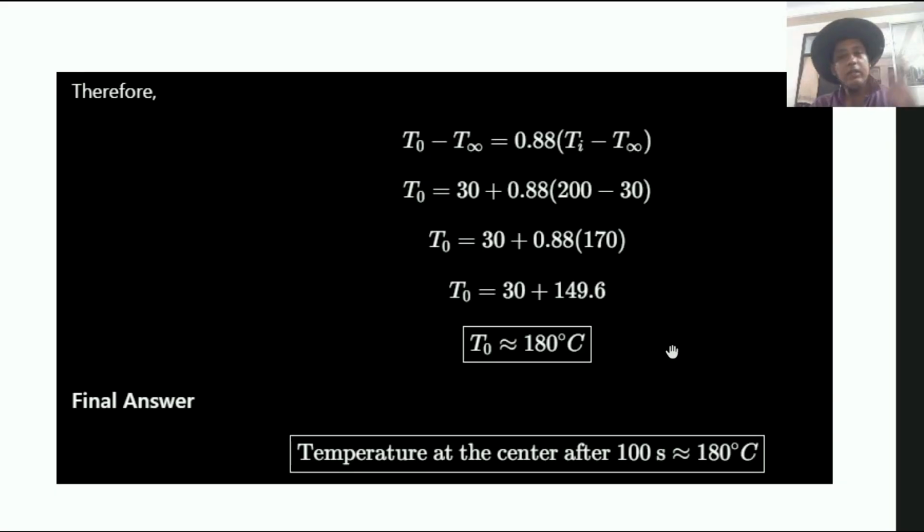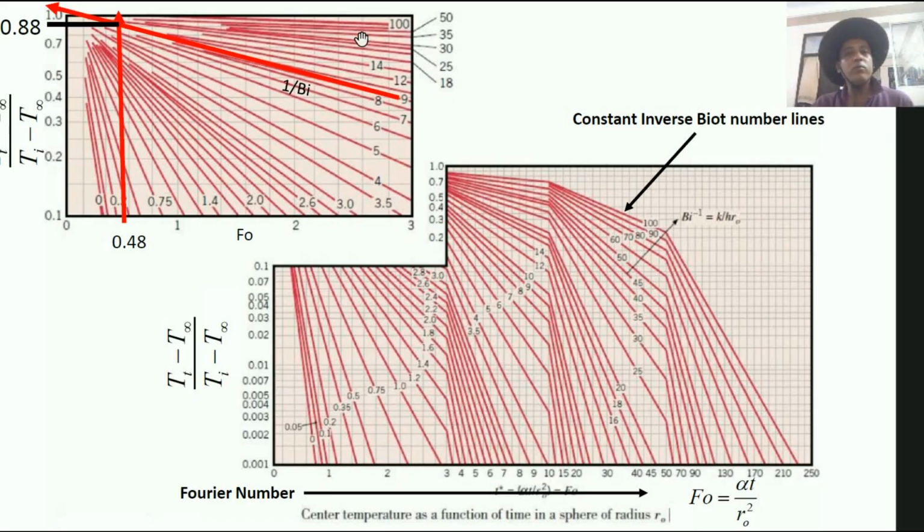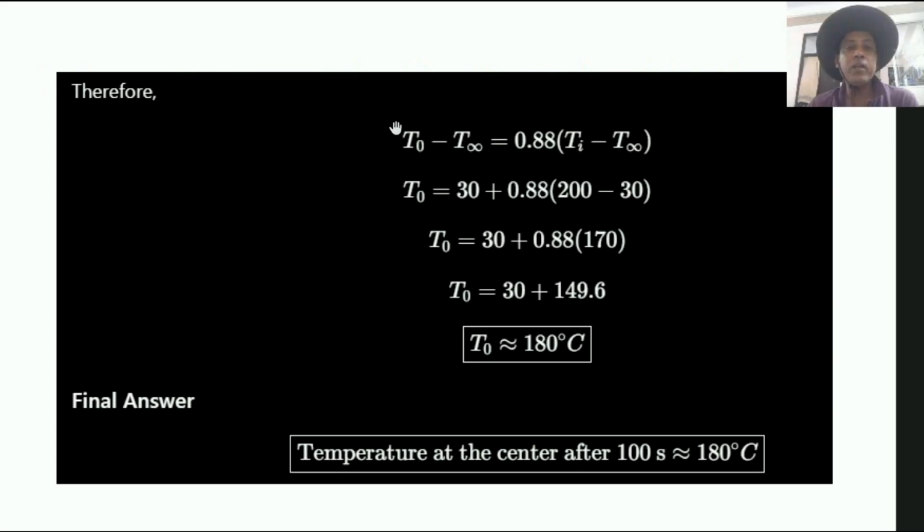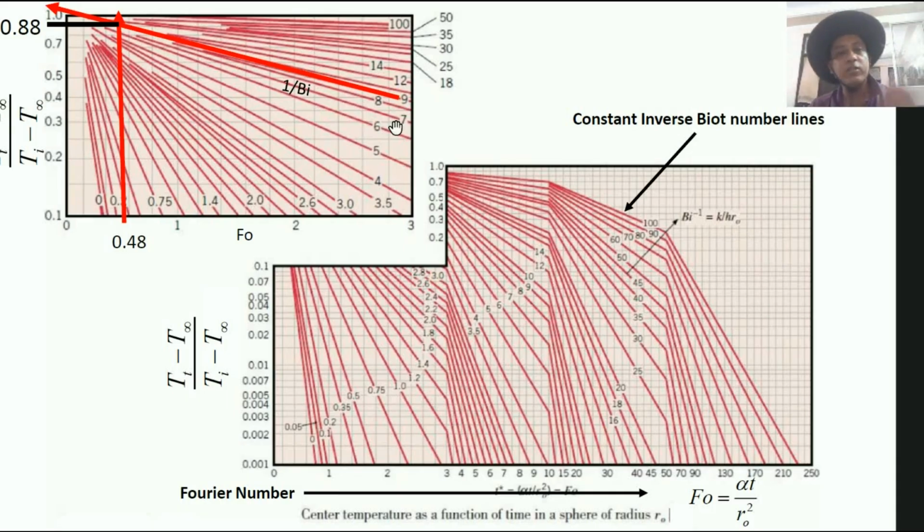So with the help of the Heisler chart, we have found the temperature of the central point of the sphere. In case there is a different problem, for example of a cylinder where we want to find the central line temperature of a cylinder cooling in some cold surroundings, there will be a different Heisler chart. So with the help of this lecture you would have got an idea of how to solve numerical problems of non-lumped cases with the help of the Heisler chart. Thank you.